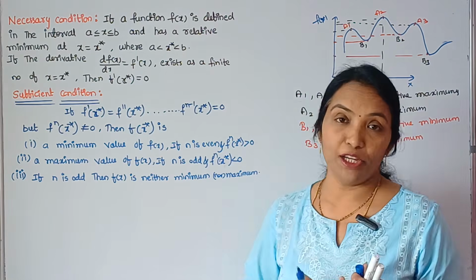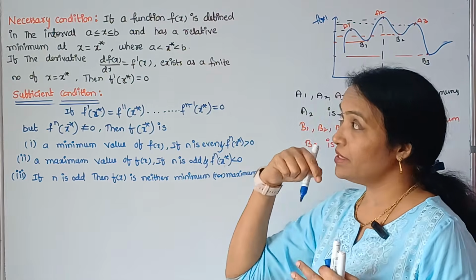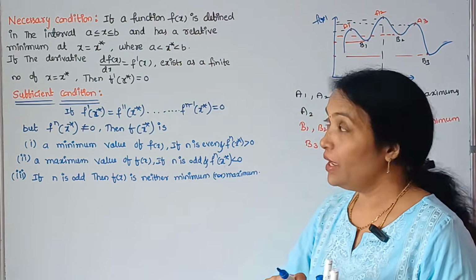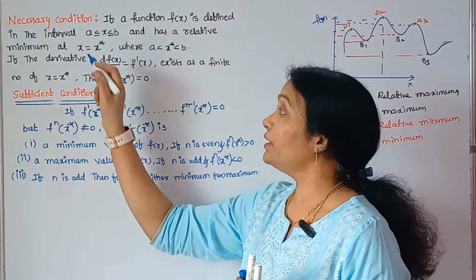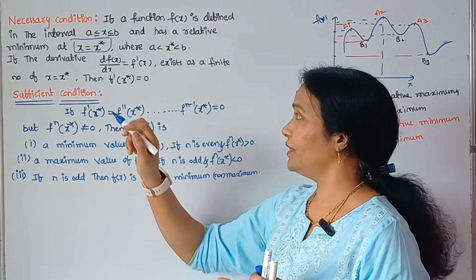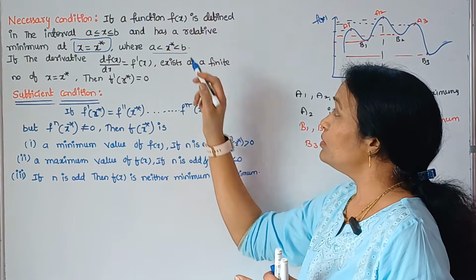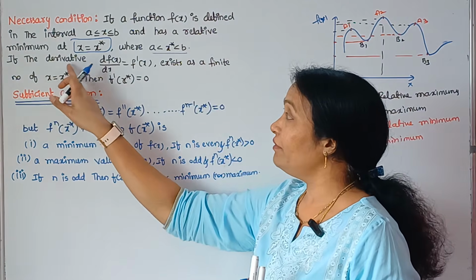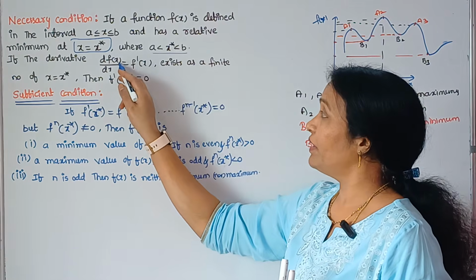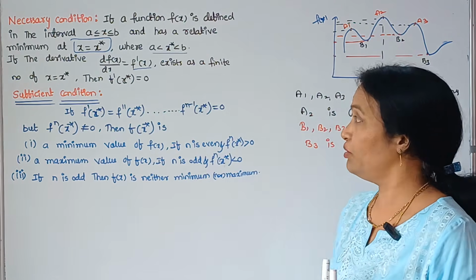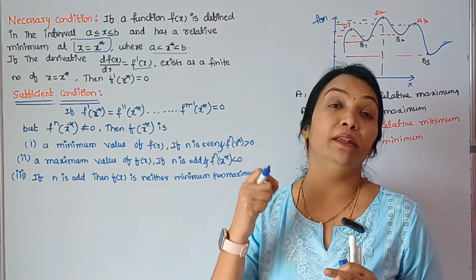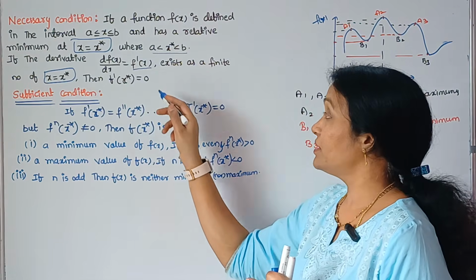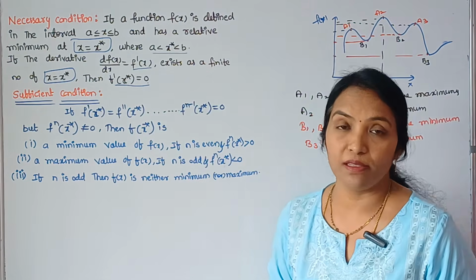Here, the necessary condition means: if a function f(x) is defined in the interval where x lies in between a and b, and has a relative minimum at x is equal to x star, where that x star also lies between a and b, and if the derivative of that function, f dash of x, exists as a finite number at x is equal to x star, then f dash of x star is equal to 0. This is our necessary condition.